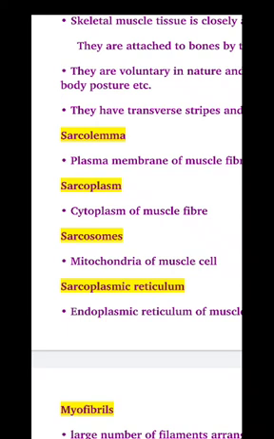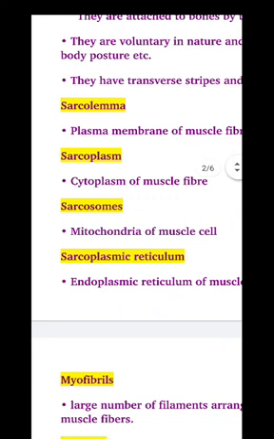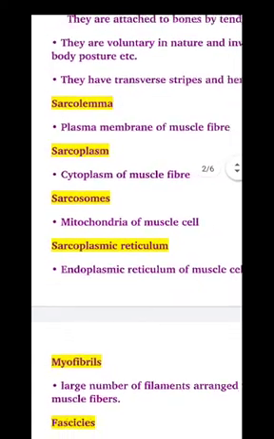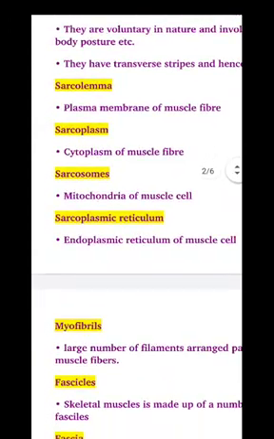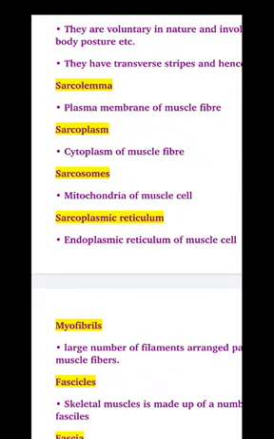The cytoplasm of the muscle fiber is known as sarcoplasm. Muscle fiber is a muscle cell. Mitochondria of muscle cells are known as sarcosomes, and endoplasmic reticulum is known as sarcoplasmic reticulum. Clear? Sarco is related to the muscle. So: sarcolemma, sarcoplasm, sarcosome, and sarcoplasmic reticulum.